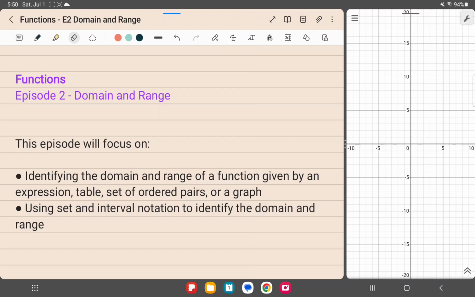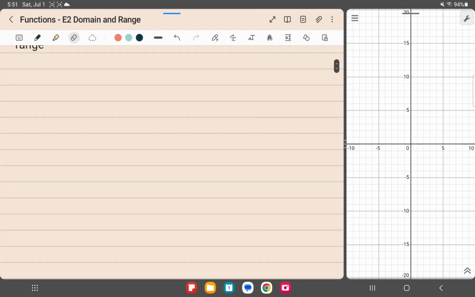This episode will focus on identifying the domain and range of a function given by an expression, table, set of ordered pairs, or a graph, and using set and interval notation to identify the domain and range. I'll start by providing a short lesson and then walk through a few sample problems. Let's get started.